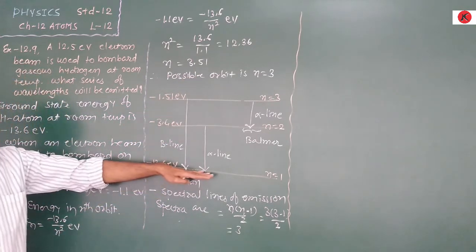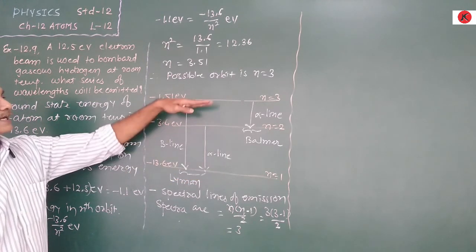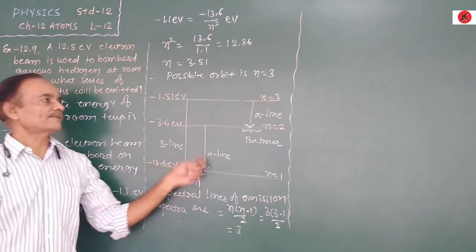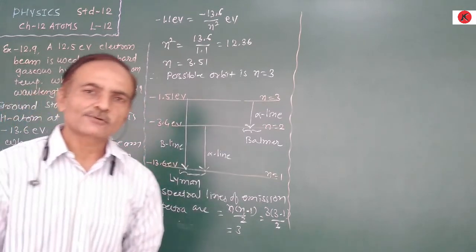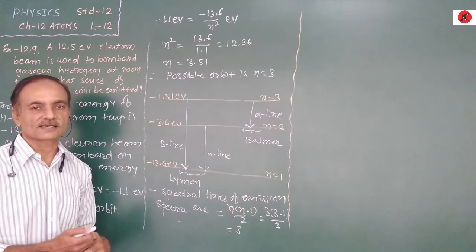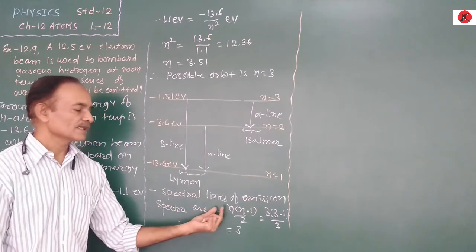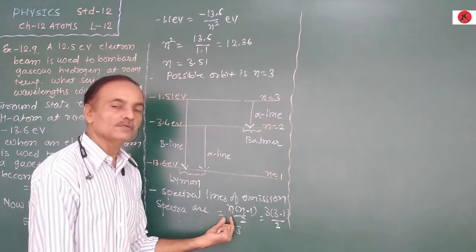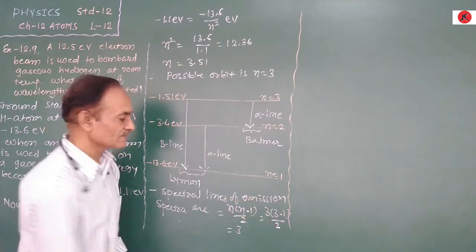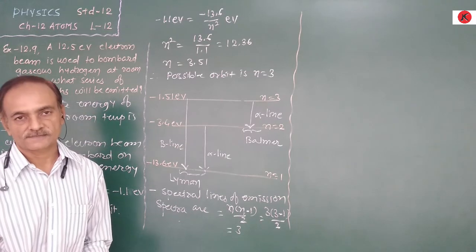That means the electrons from the ground state, after bombardment of the electron beam, are excited to the third orbit or third level. After the electron is excited to the third level, how many spectral lines are possible? The spectral lines of emission spectra are n into n minus 1 upon 2, with n equal to 3, therefore 3 into 3 minus 1 upon 2. Therefore, three spectral lines are possible.